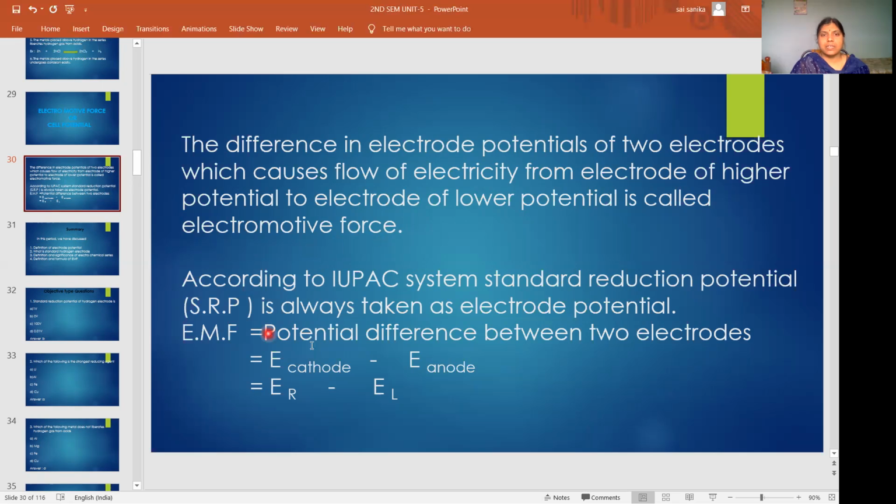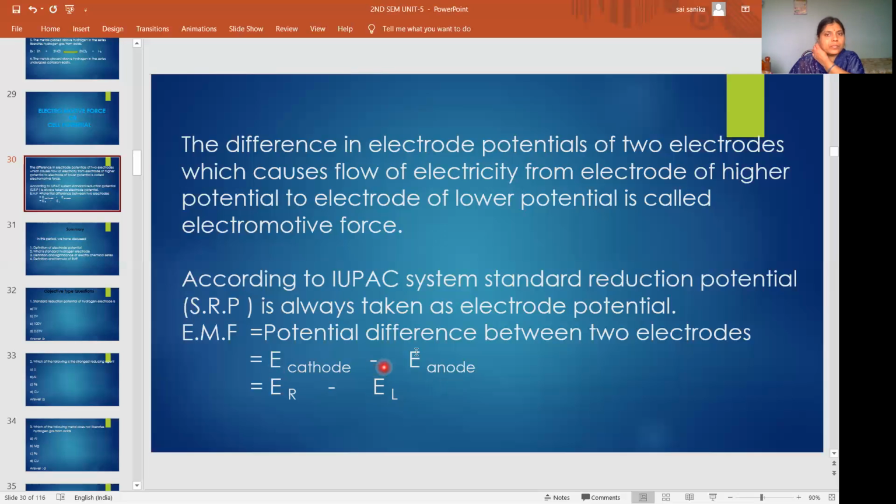EMF of a cell is given by the potential difference between two electrodes: E cathode minus E anode, or E right minus E left. This is the formula to calculate the EMF of the cell. E cathode means electrode potential of cathode, E anode means electrode potential of anode. E right means electrode potential of the right hand side electrode, E left the left hand side electrode. Always the anode will be on the left hand side and the cathode on the right hand side.